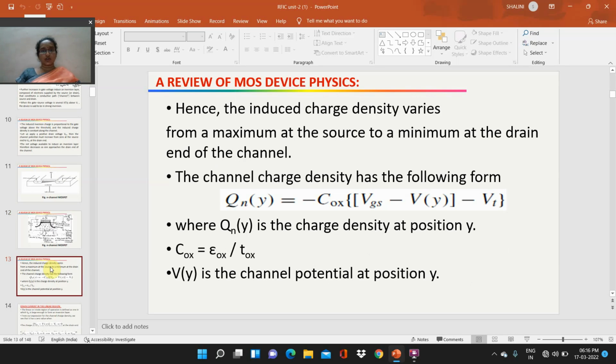Hence, the induced charge density varies from a maximum at the source to a minimum at the drain end of the channel. The channel charge density has the following form: Qn(y) = -Cox(VGS - V(y) - Vt). Qn(y) is the charge density at position y. Cox is equal to epsilon_ox by tox. V(y) is the channel potential at position y.